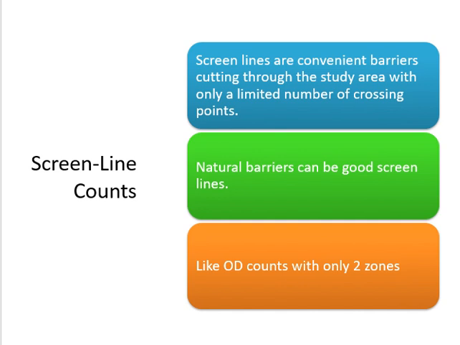To divide one area into 2 zones, how many lines will I make? I have an area. I have to divide it into 2. How many lines? 1 line. That line is called a screen line. The screen line is the line which is dividing your area into 2. And we have to keep in mind the same points which we discussed for cordon.